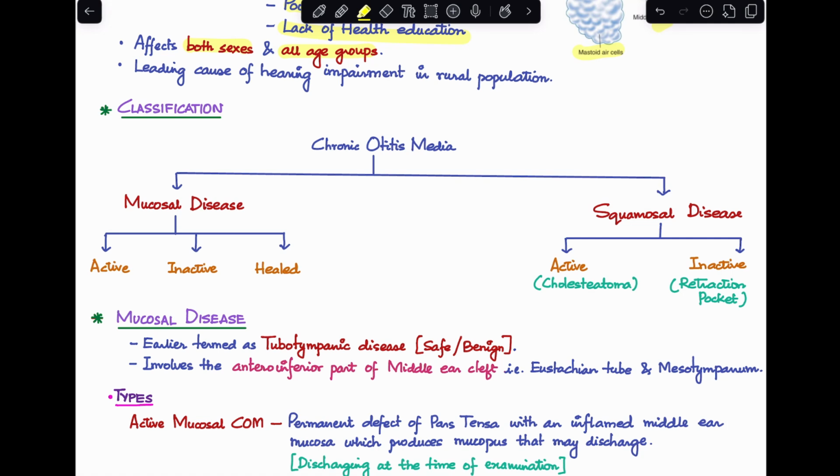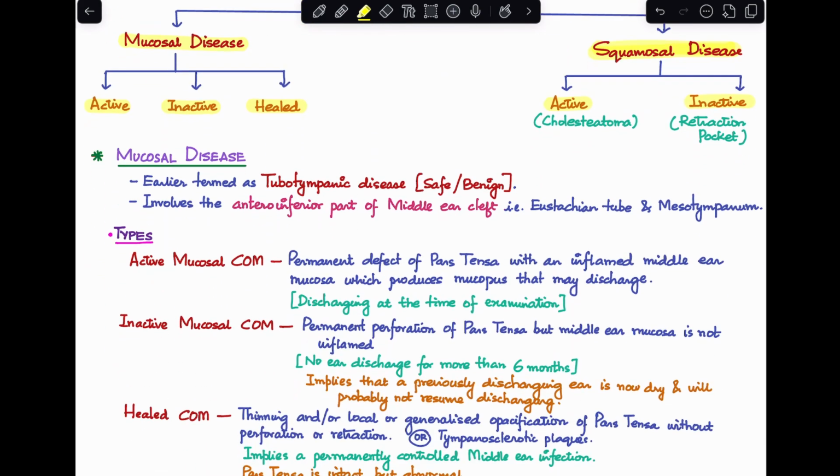Now, you divide chronic otitis media into the mucosal type and the squamosal type. The mucosal type in itself can be divided into active, inactive, and healed types, whereas squamosal disease can be divided into two. The active type is known as cholesteatoma, and the inactive type is known as retraction pocket. Now, I'll be discussing each of them in detail. So, first, I'll start with the mucosal type of chronic otitis media.